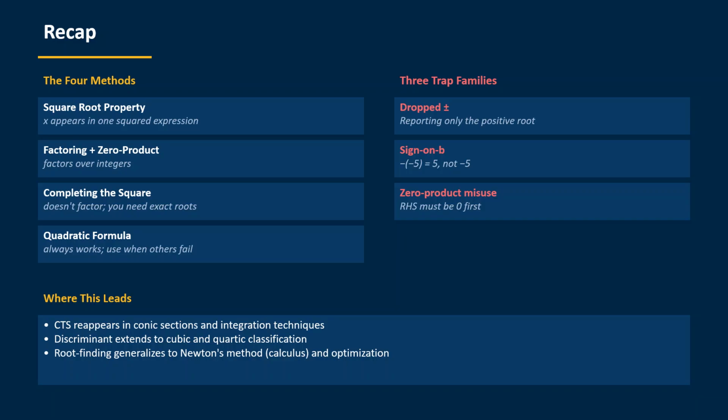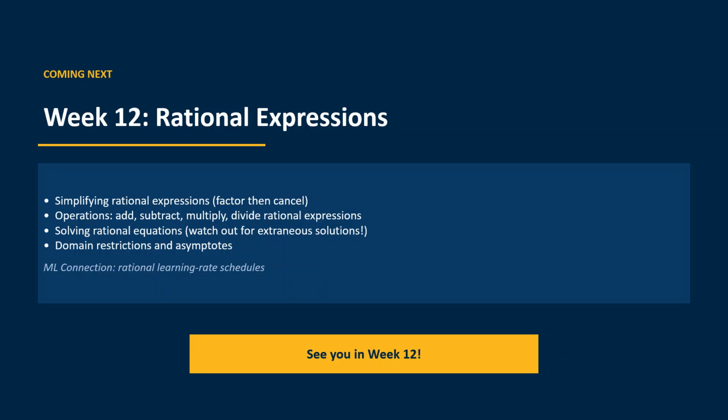All of these methods connect forward to polynomial equations and optimization in machine learning. Next week is Lesson 12, Rational Expressions. We will learn how to simplify, multiply, and divide rational expressions, which are fractions with polynomials in the numerator and denominator. The quadratic skills you built today will be essential for factoring those polynomials.